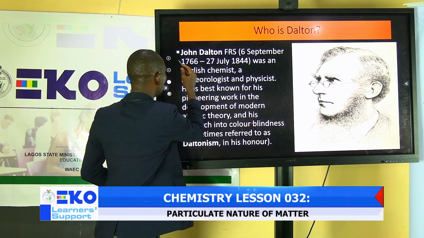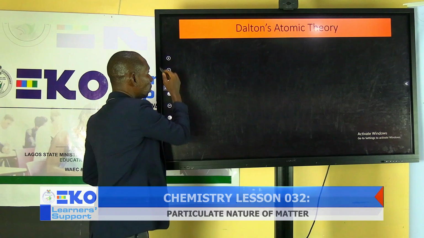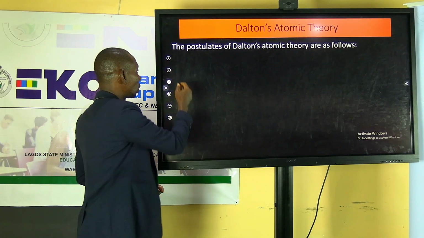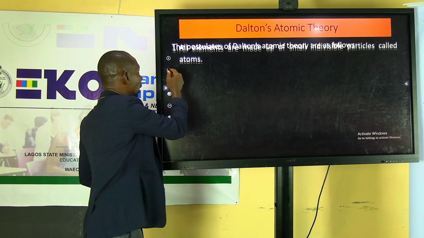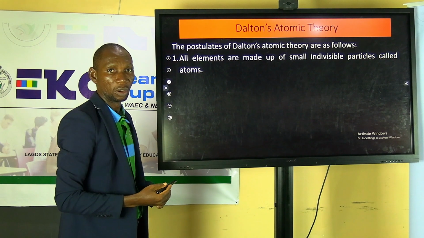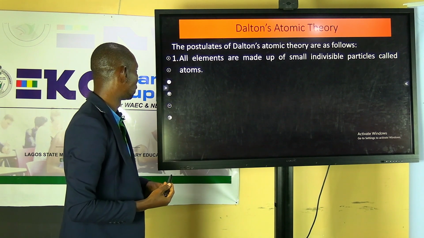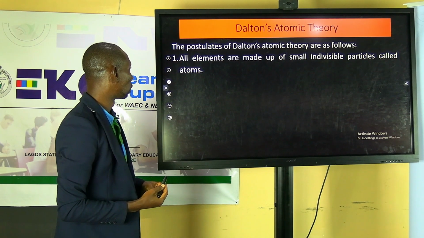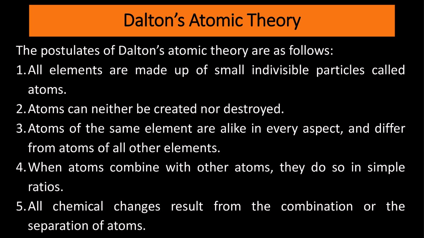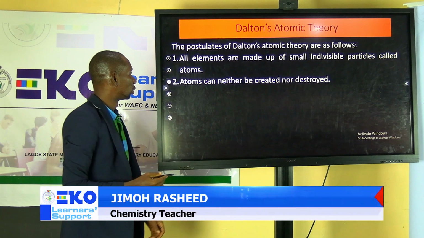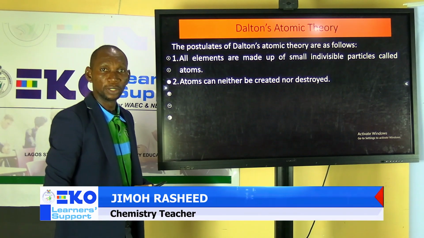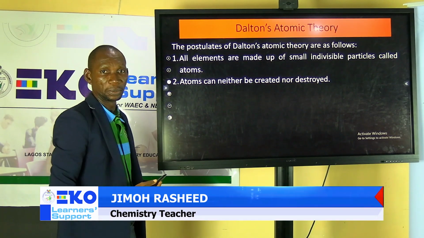So Dalton was able to put together some theories which up to today still remain the basis of many theories that exist today. The first one is that all elements are made up of small indivisible particles called atoms. 2, atoms can neither be created nor destroyed. That's a familiar theory, okay?